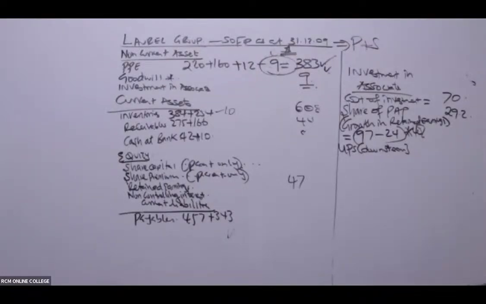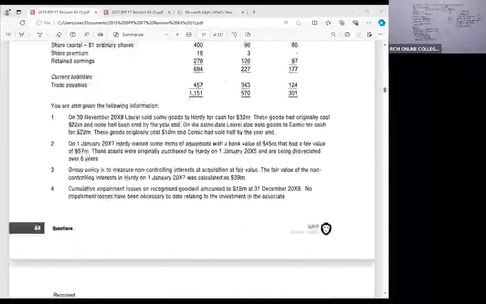UPS. Is it first of all downstream really? Oh yes, it is downstream. If you look here, on the same date, Laurel, the investor and parent here, also sold goods to Comic for cash for 22 million. These goods originally cost 10 million, and Comic had sold half by the year end. So is there somebody who is able to give me the unrealized profit first of all? Just try your best.